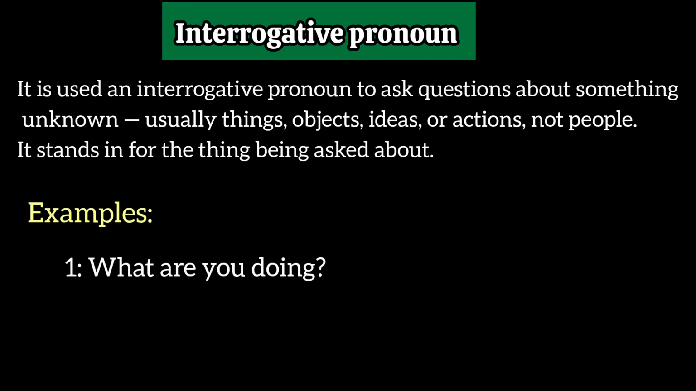What are you doing? In this sentence, the word what functions as the subject of the question. The speaker is asking about the action the other person is performing. It replaces the unknown activity. The speaker doesn't know and wants to find out. The word helps form a question that can only be answered with an explanation of the action. For example, I am reading a book. Simply, you can say that here it functions as an interrogative pronoun.